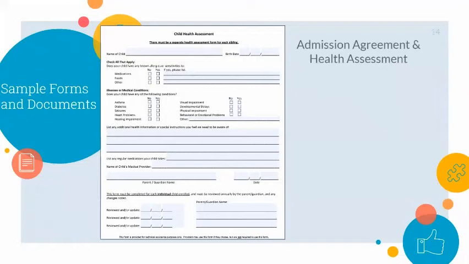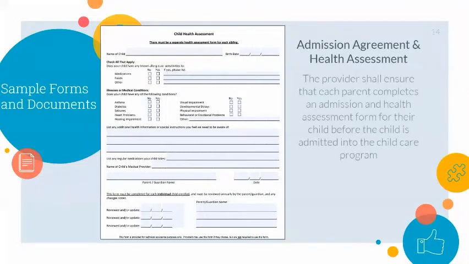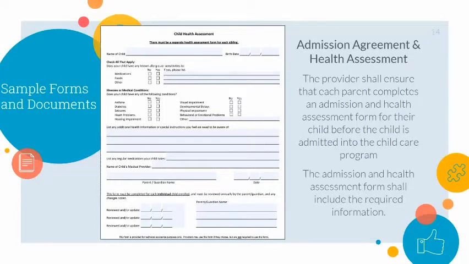Next up, the admission agreement and health assessment. The provider shall ensure that each parent completes an admission and health assessment form for their child before the child is admitted into the child care program. The admission and health assessment form shall include the required information, and that includes the child's name, child's date of birth, parent's name, address, and phone number, including a daytime phone number, the names of people authorized by the parent to pick up the child, name, address, and phone number of a person to be contacted in case of an emergency if the provider is unable to contact the parent.